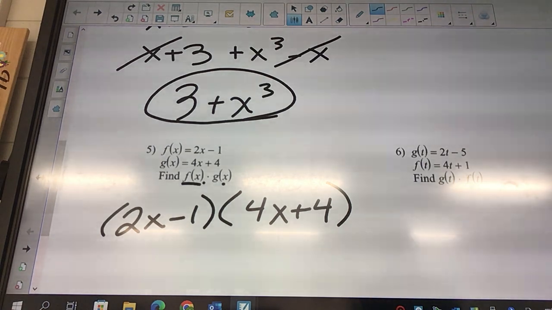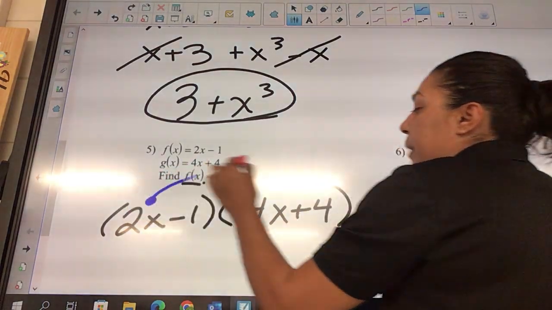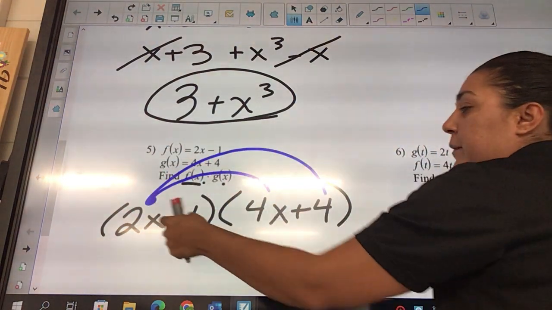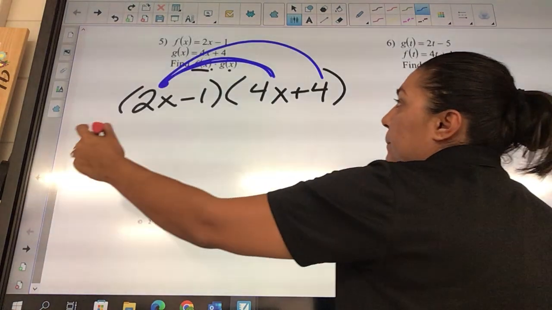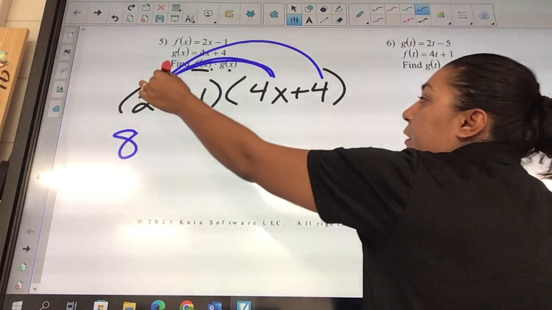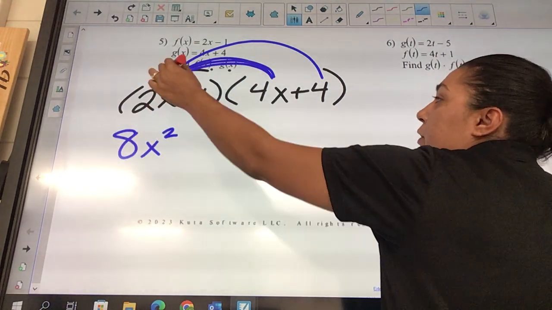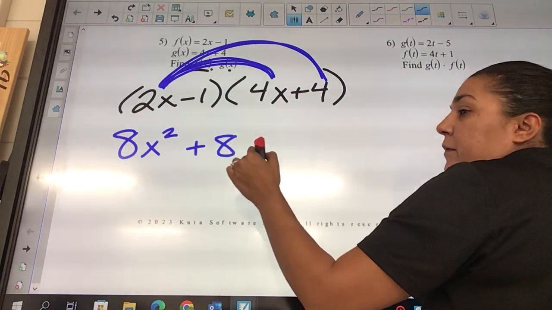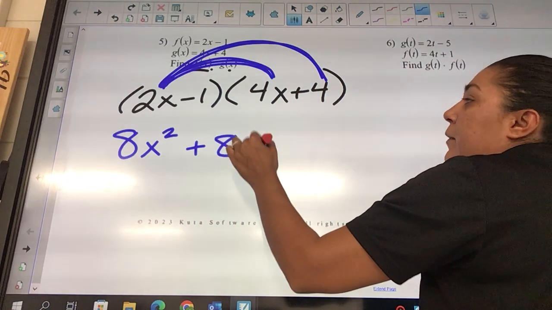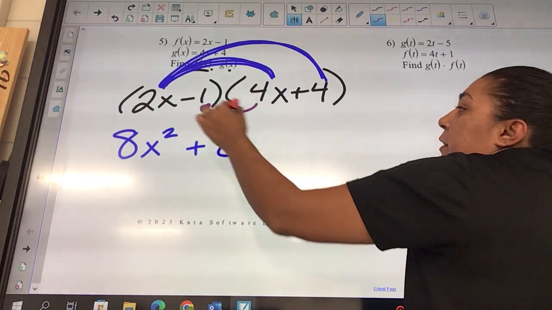Okay, so for this one, we got to multiply this piece by both of these ones over here. Starting with this first one, 2 times 4 is what? 8. From here to here, how many x's are there? 2, so it's going to be 8x². 2 times 4, 8. How many x's are there? 1.